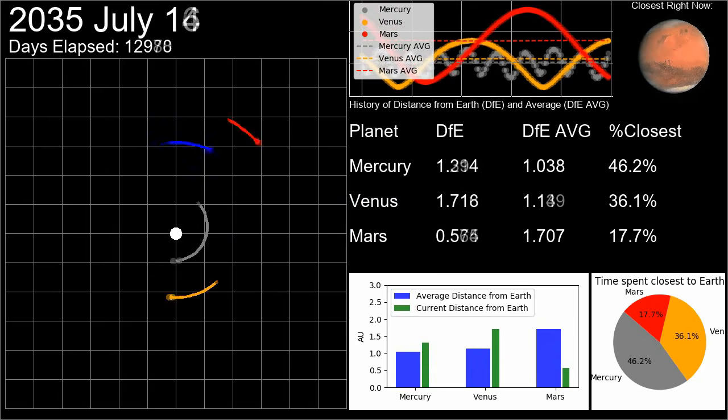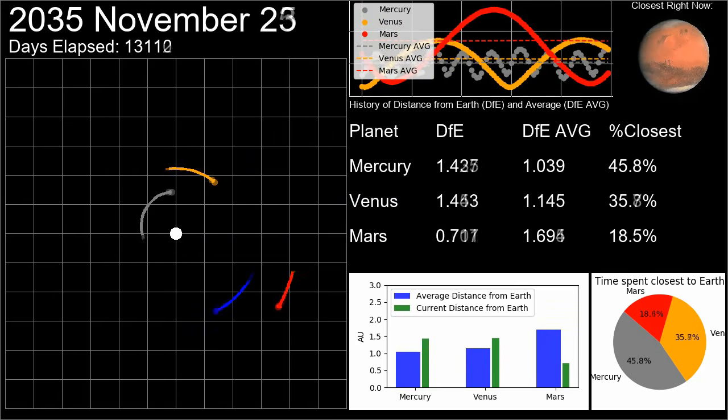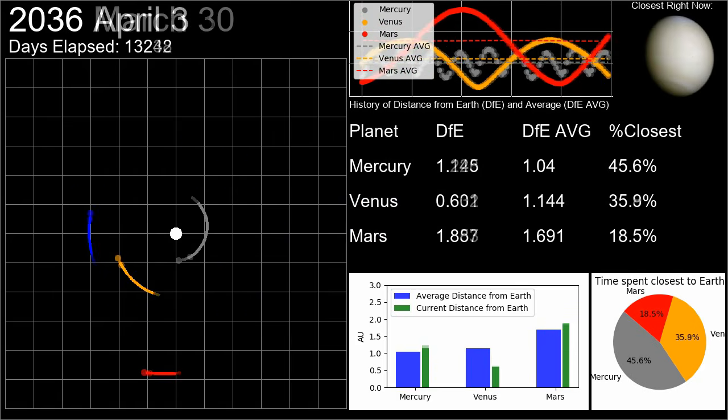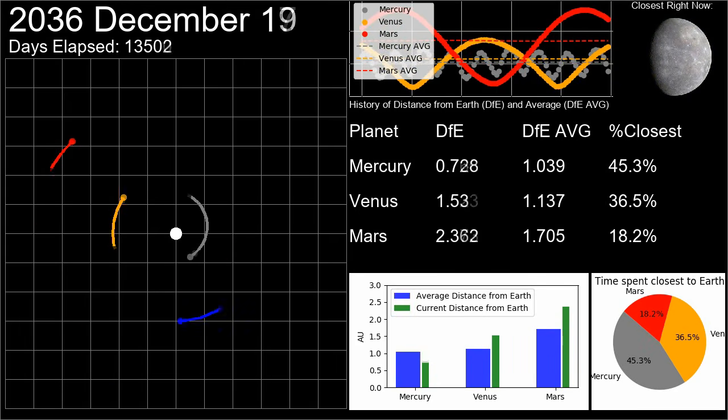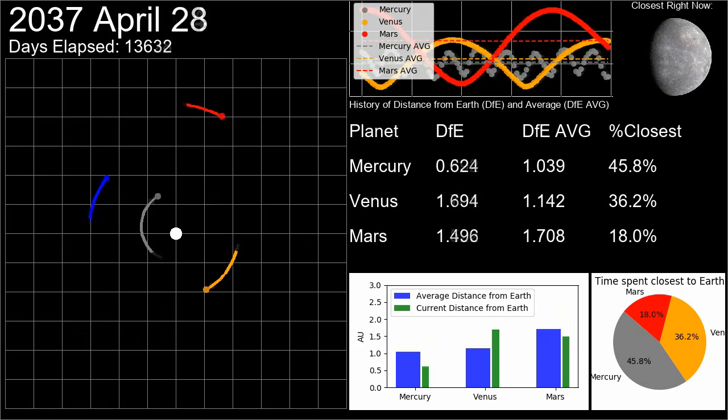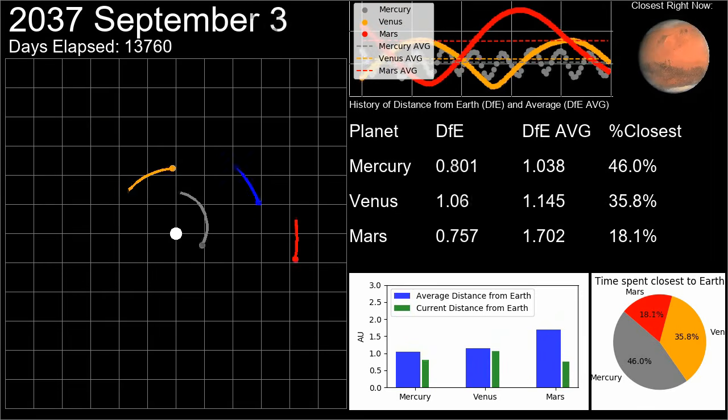But anyway, so I used PyEphem to plot the positions of the planets, and then all the values that you see tabulated on the right are values that I actually calculated. So the distance from that planet to Earth, and the average distance, of course, is just the average of all those collected over the time period.